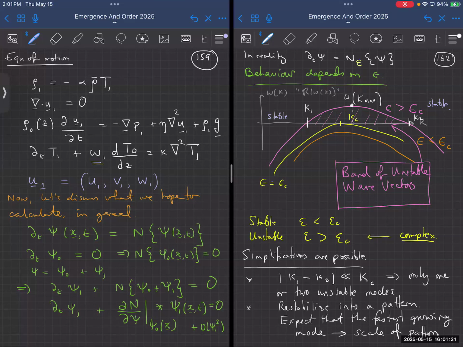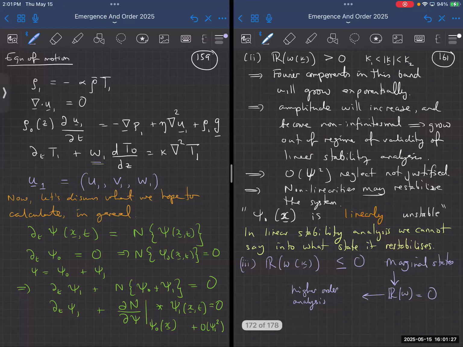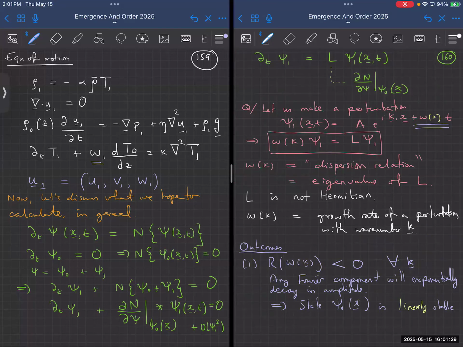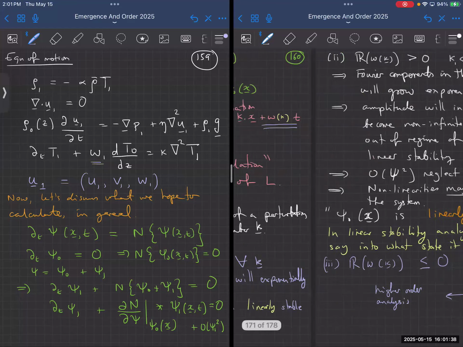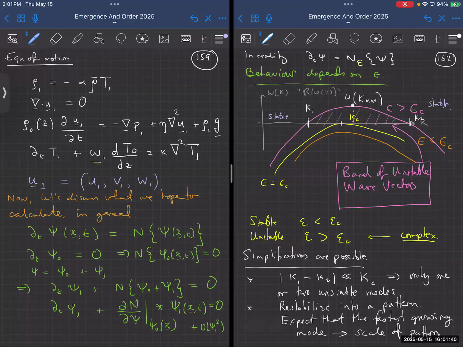And so what we're looking for is a perturbation of the system that has a growth rate that goes as e to the omega t, and a wave number k. We've done a Fourier transform, and then we look at what happens to the dispersion relation omega as a function of k as we change a control parameter in the problem.